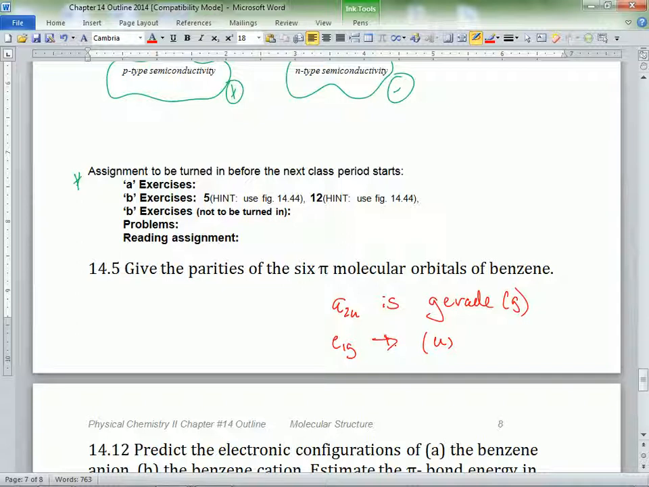Gerade, not ungerade. Gerade. And the last one, so E2u. Is that very top one also gerade? Put a dot in the center and reflect through it. Did the wave function change sign? Yes, it goes from dark to light every single time, no matter how you do it. So that would be u. B2g.